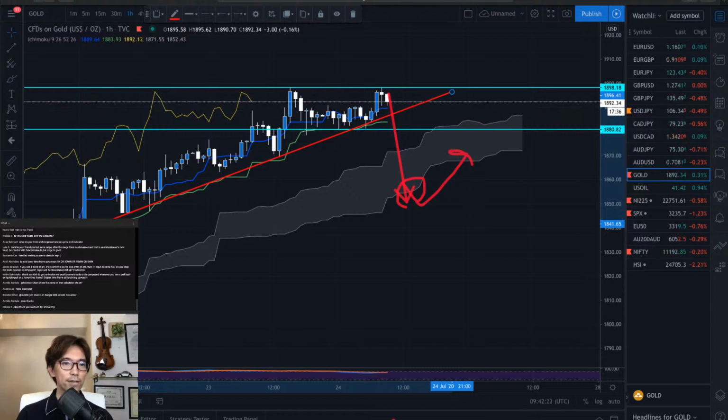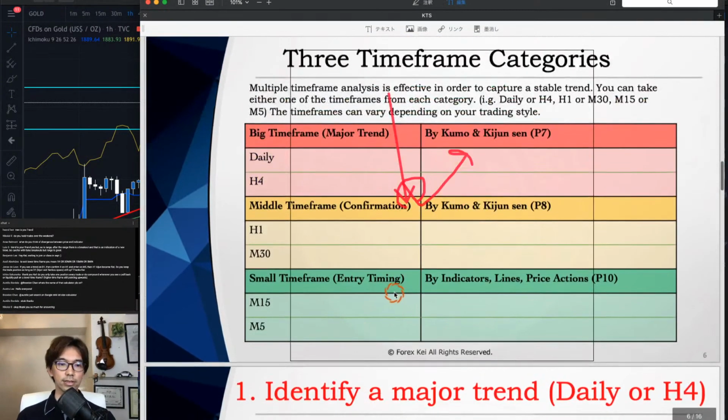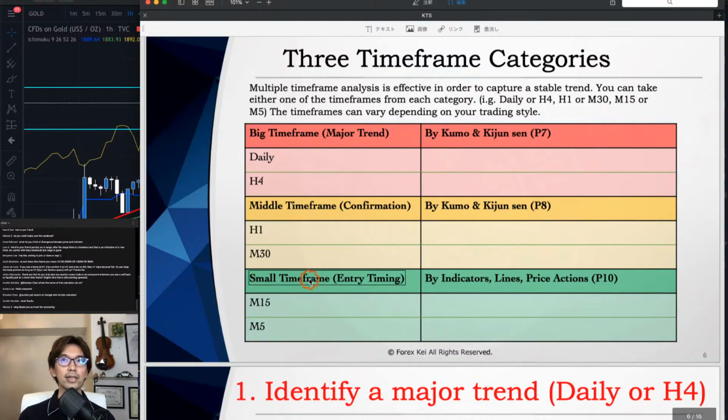To exit, lower time frame, you mean 1 hour, 30 or 15, 5? Yeah, 15, 5. Yep. So in my definition, lower time frames mean 15 and 5. Yeah, it's a small time frame, but yeah, these are lower time frames, 15 and 5.